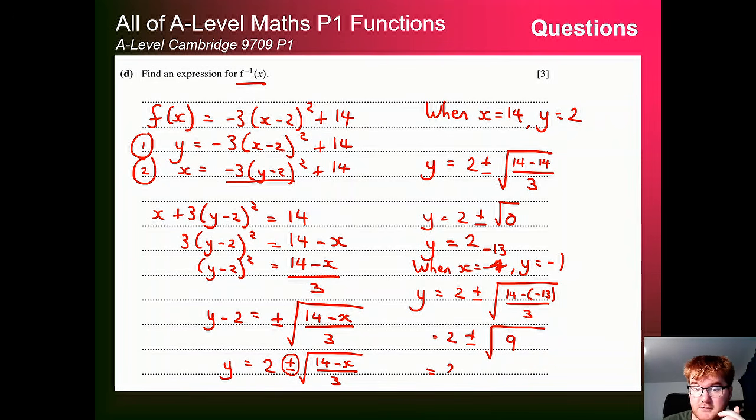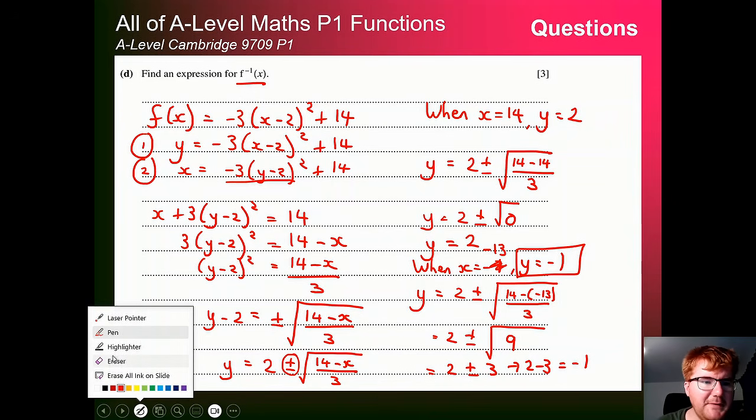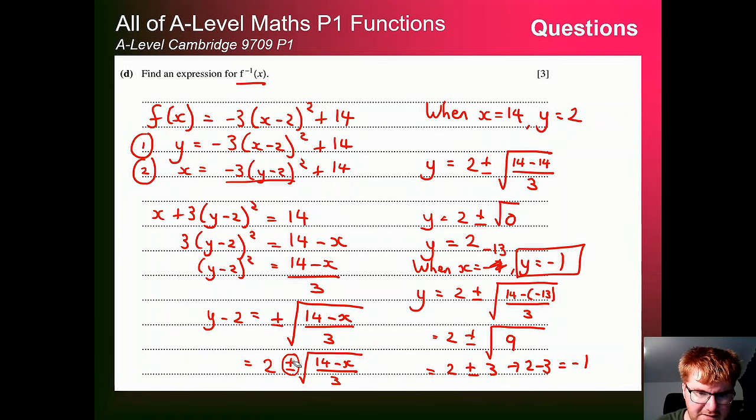Okay, so this is an important one to check here. So we get 2 plus minus 3. We want negative 1 here, and we need the negative in order to do that. So our final answer, which I'm running out a little bit of space here, so I'll write it in here, is the inverse function is equal to when it's negative.